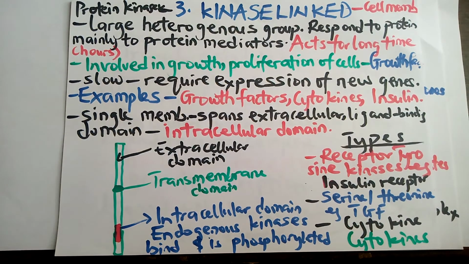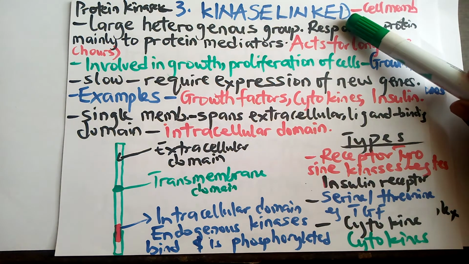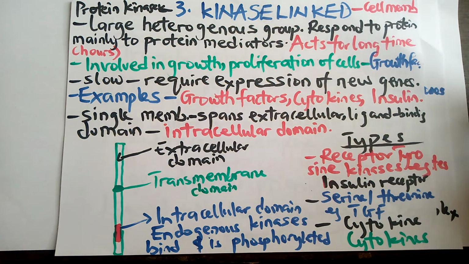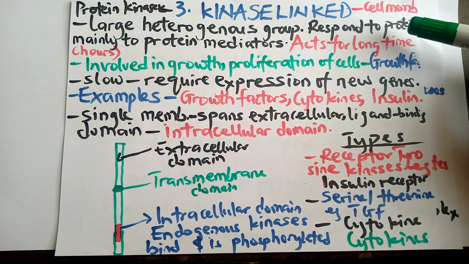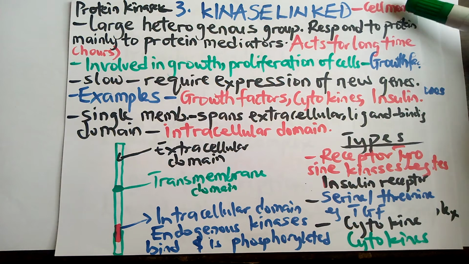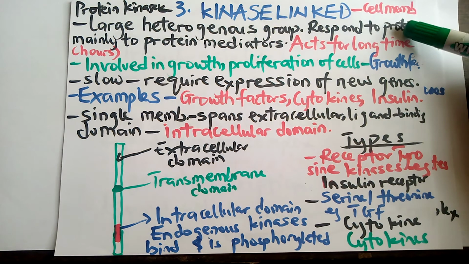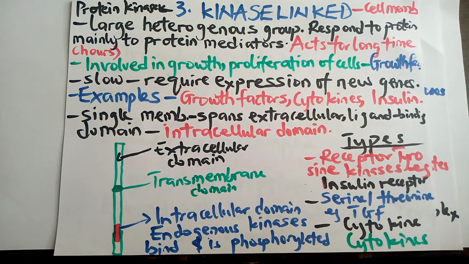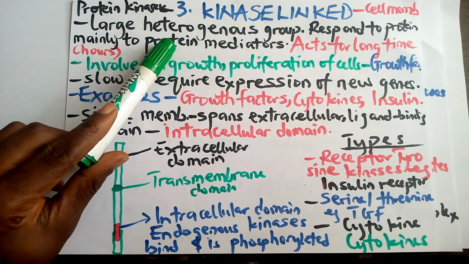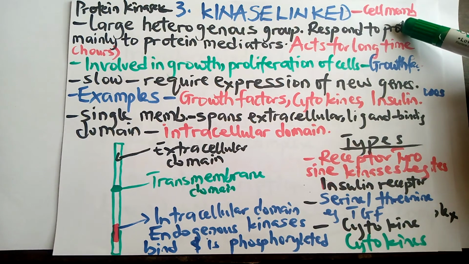The next group of receptors are the kinase-linked receptors. These receptors are usually found on the cell membrane, and they are usually receptors that respond to proteins majorly. Because they respond to proteins, they are called protein mediators.